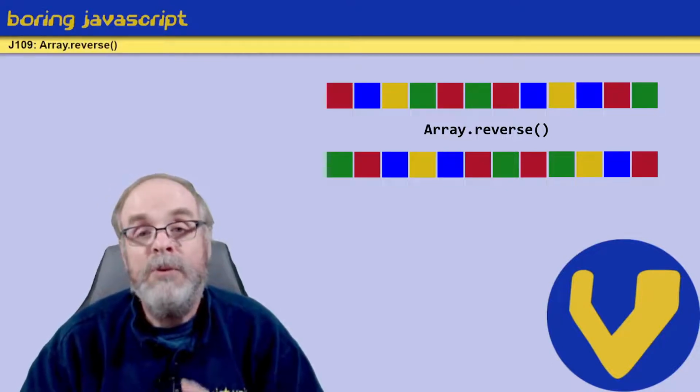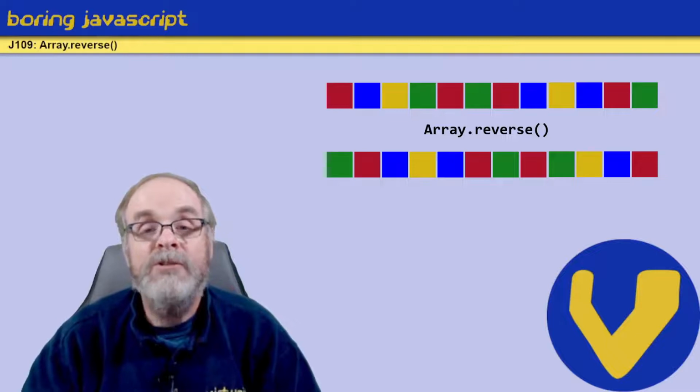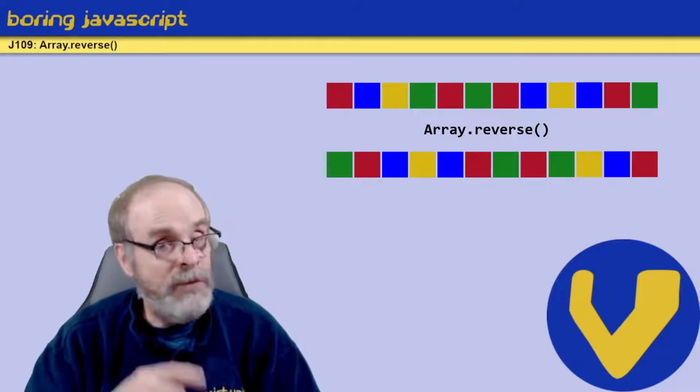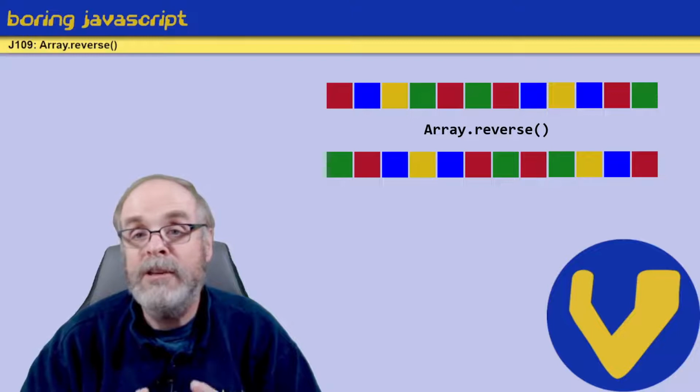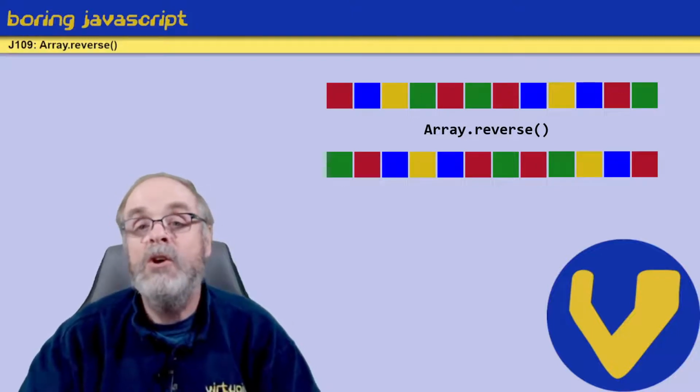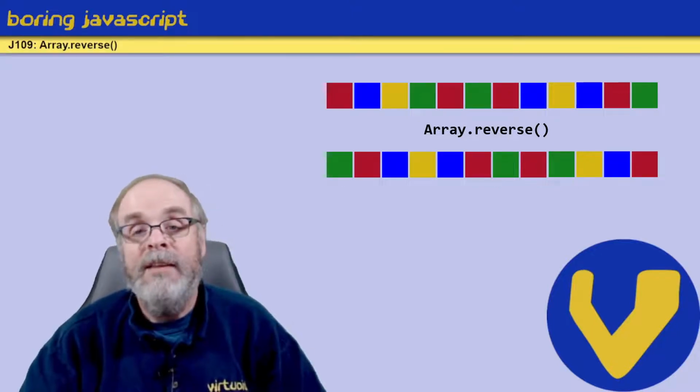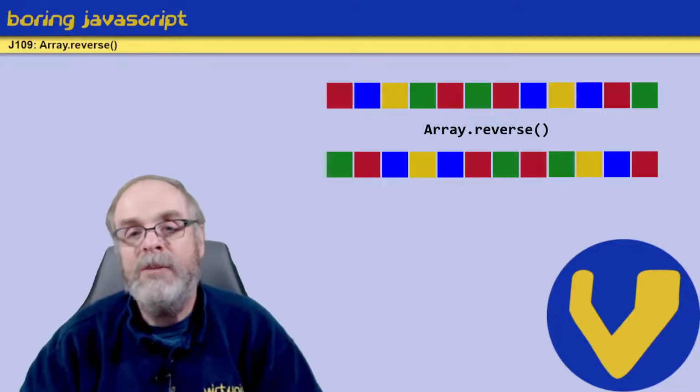You have to remember that reverse operates on the array itself, so the array is mutated. So if you do use reverse, you need to be absolutely careful. If you do not intend to mutate the original array, then you're going to have to do something else. And I'll show you that in the presentations.